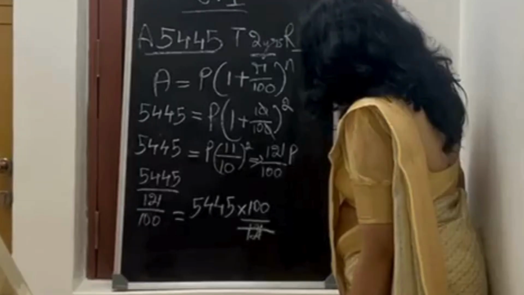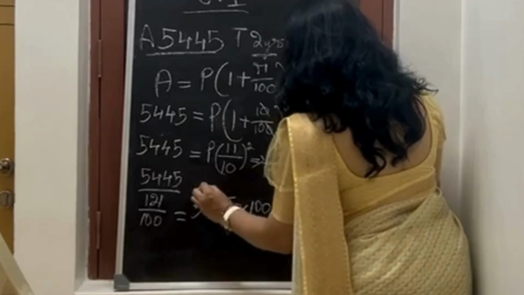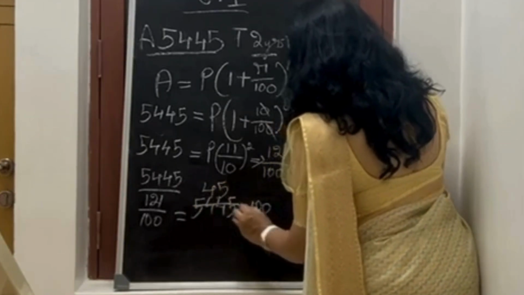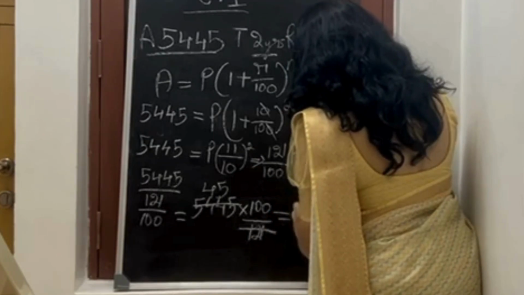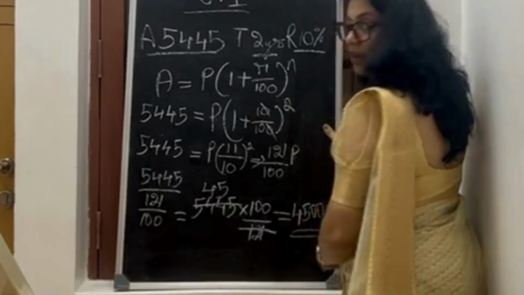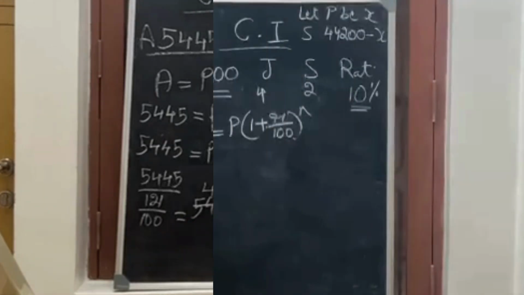When I solve this, I'll get the answer. What is P? So 121 and 5,445 when divided, it will be 45. 45 into 100 is 4,500. So what is my principal? My principal amount is 4,500. It's easy, right? Now we'll try to do another sum.